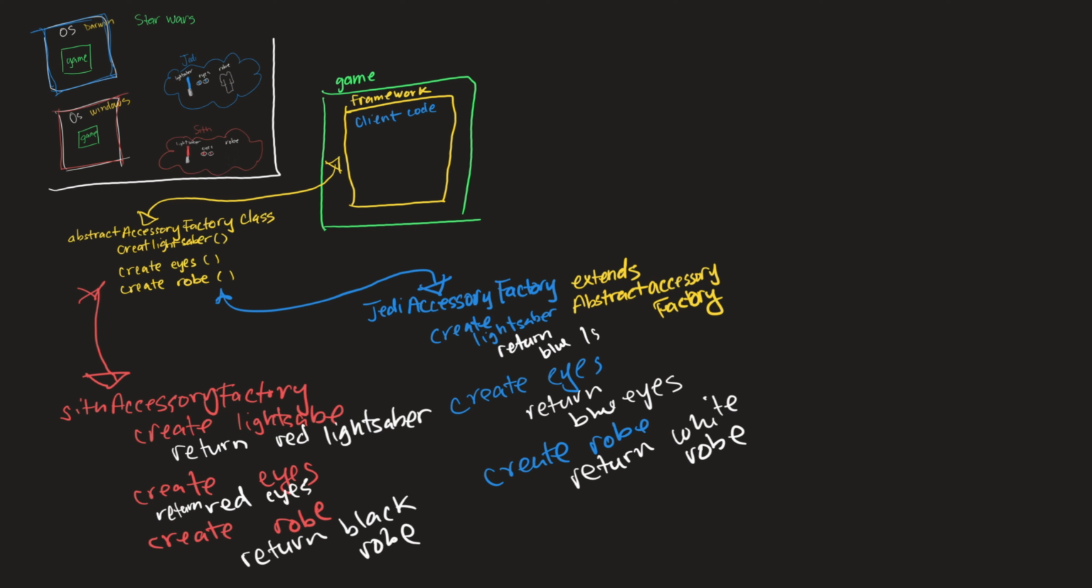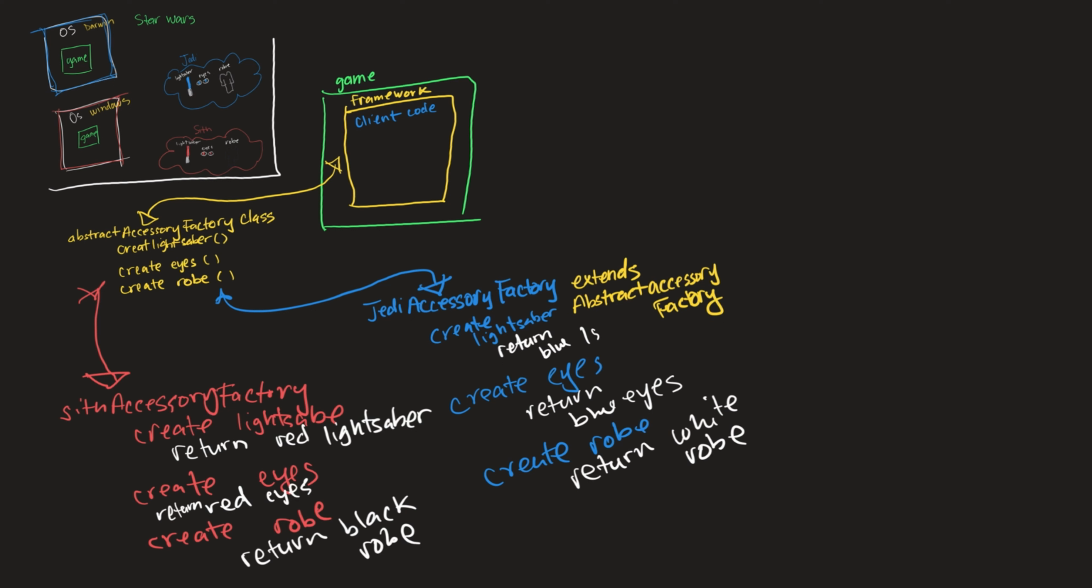So the client code's only going to know that it has an interface for creating a lightsaber, creating eyes, and creating a robe. It's not going to know that that interface is creating either Jedi or Sith accessories. And it doesn't need to know.